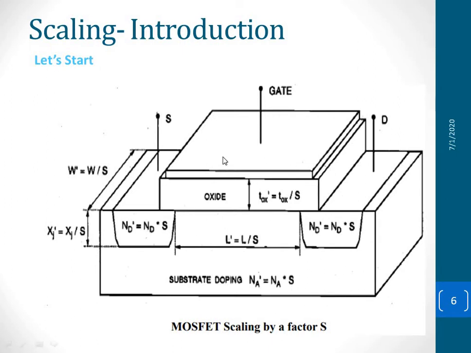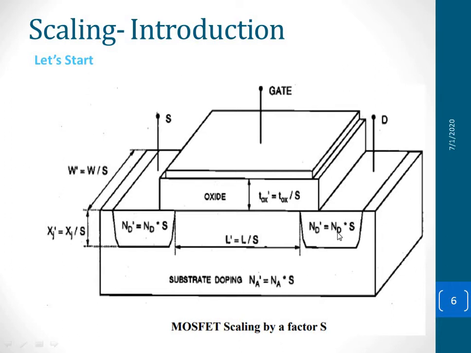If you see the structure of a MOSFET, it has the oxide thickness TOX. Suppose it is scaled by a factor S. What happens? We have the channel length L. The actual channel length is L, but after scaling by factor S it is indicated as L dash. And the substrate doping concentration, which is Na, if it is scaled, that means it is multiplied by S, that is Na dash is Na into S.